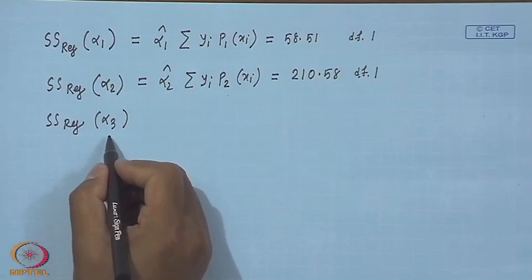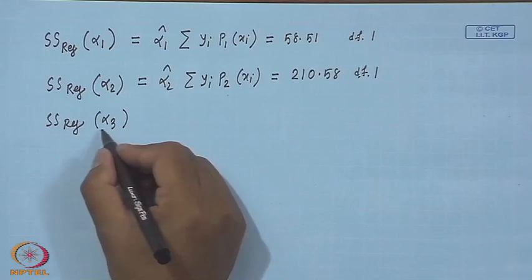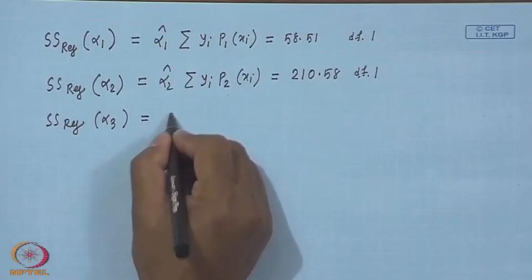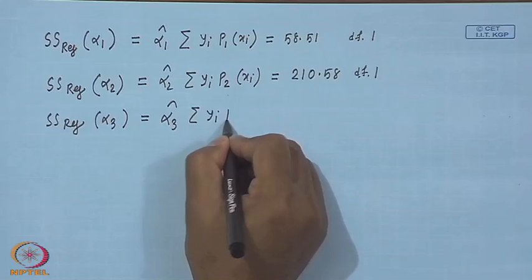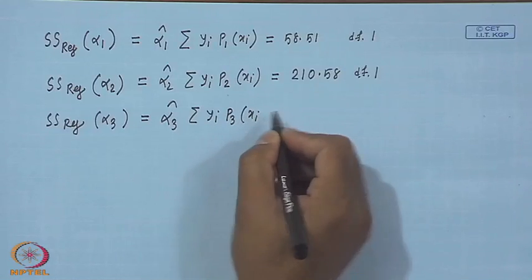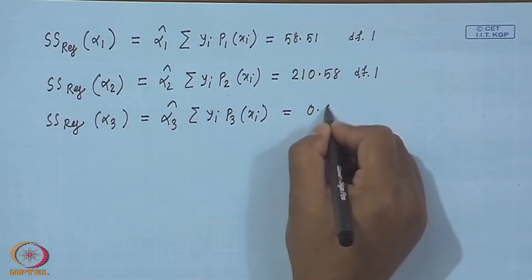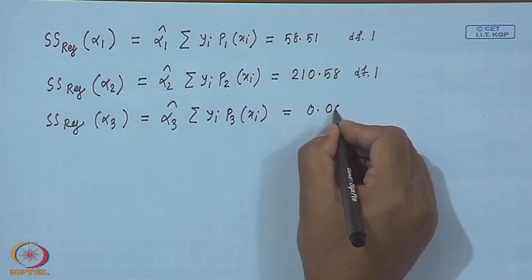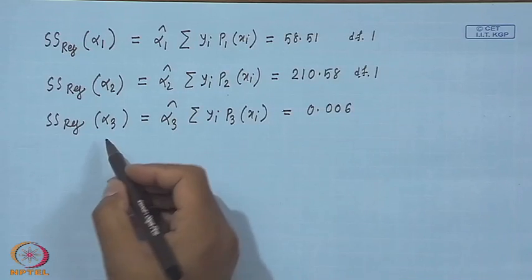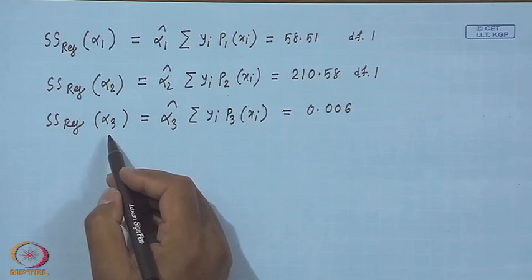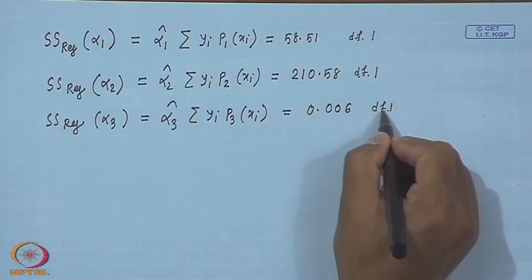And then SS regression due to alpha 3, this we need because we need to test the hypothesis that alpha 3 equal to 0 against alpha 3 not equal to 0. That is alpha 3 hat summation y i p 3 x i. So, this one is very small. Of course, we will test it formally, but it clearly says that the significance of alpha 3 is negligible, with the degree of freedom 1.